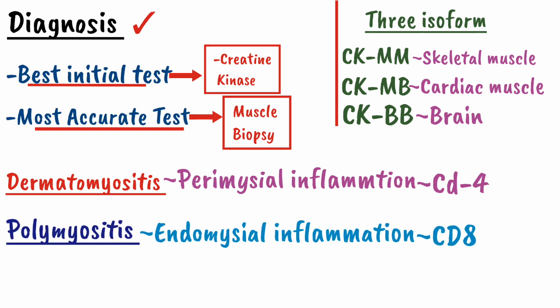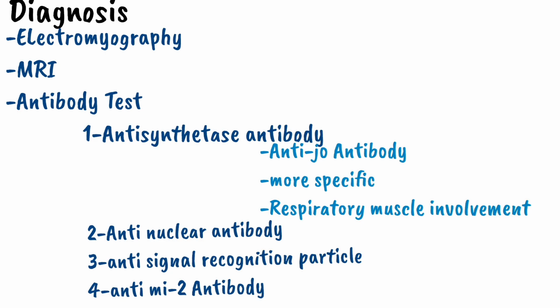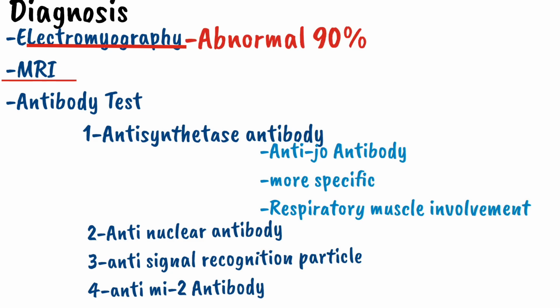Endomysial inflammation means that there will be inflammation around the endomysium. What is endomysium? Endomysium is the area around a single muscle fiber. So in dermatomyositis, there will be inflammation around a group of muscle fibers, and in polymyositis, there will be inflammation around one single muscle fiber. Other than these, we can also perform electromyography and MRI. Electromyography will be abnormal in about 90% of the cases, and the MRI will show signs of inflammation.